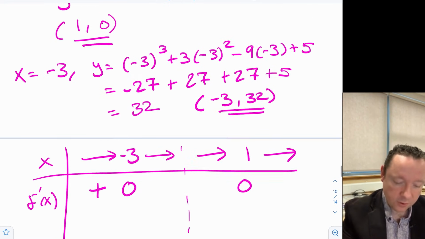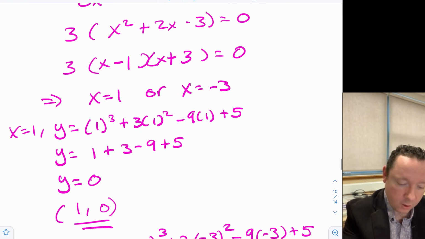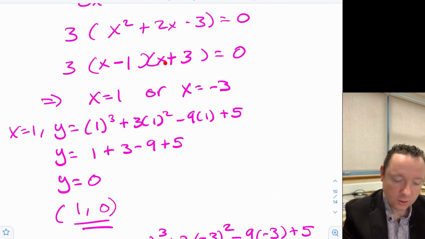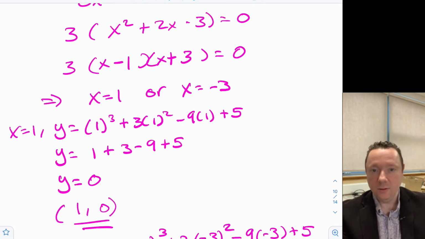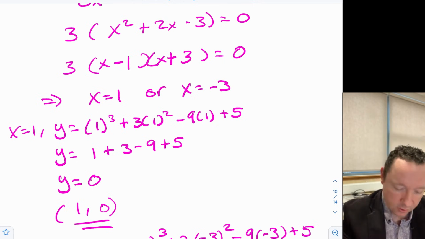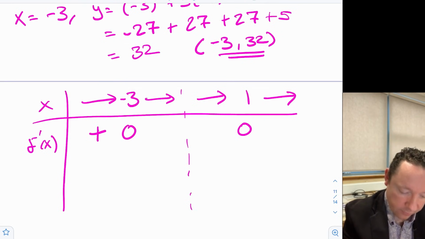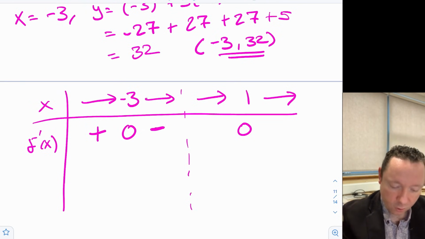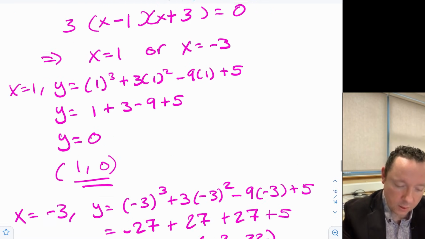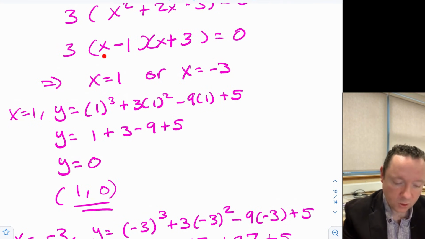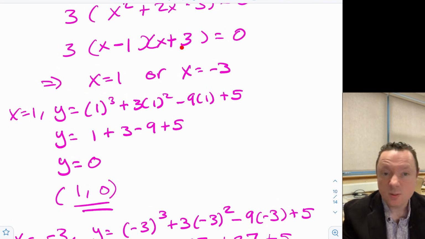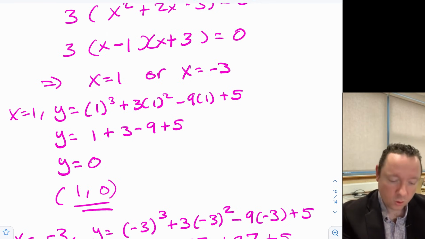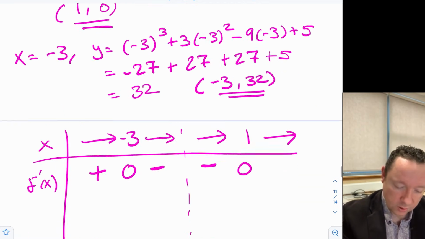And after minus 3 but before 1, let's just put 0 in. That gives you negative, and that gives you positive. Negative times a positive is a negative. So we know that it's negative here. And therefore, after minus 3 but before 1, it's negative. After 1 though, just pick 2. 2 minus 1 is positive. 2 plus 3 is positive. Positive times a positive is a positive. So we get a positive again.